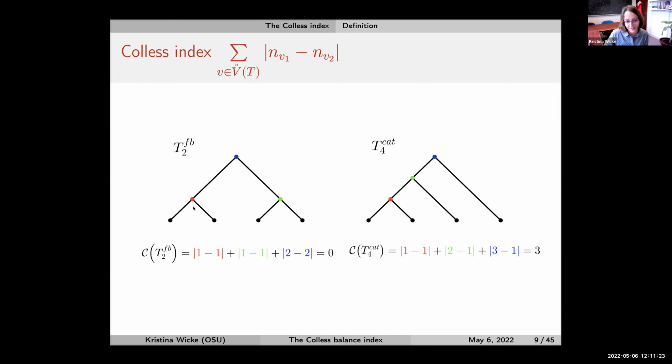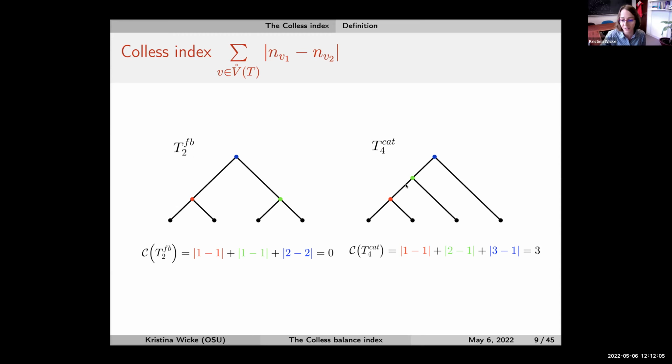So maybe let's look at an example. For this tree, we sum over all interior vertices and we compare the subtree sizes of the 2 subtrees rooted at the children of a particular vertex. For this red vertex here, we have this subtree of size 1, this subtree of size 1. So this gives us 1 minus 1. Then for the green vertex, again, 1 minus 1. And for this blue vertex, the blue vertex again has 2 children, the red and the green one. The red tree has size 2, the green tree also has size 2, so we get 2 minus 2. Okay, so in total, the Colless index of this fully balanced tree would be 0.